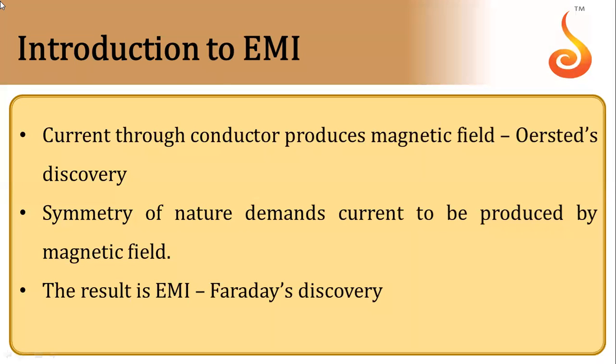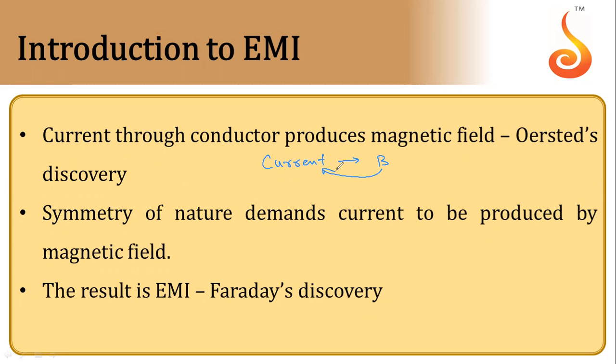Okay, this chapter is electromagnetic induction. So it has already been found that current through a conductor produces a magnetic field. By the nature of symmetry, if current is producing a magnetic field, then a magnetic field should also produce current.